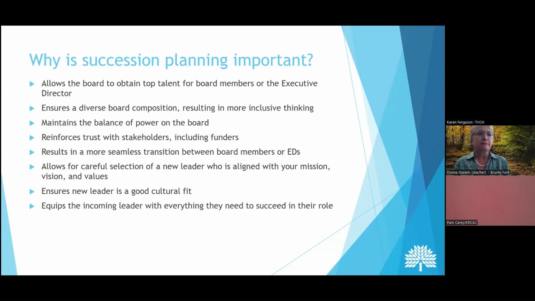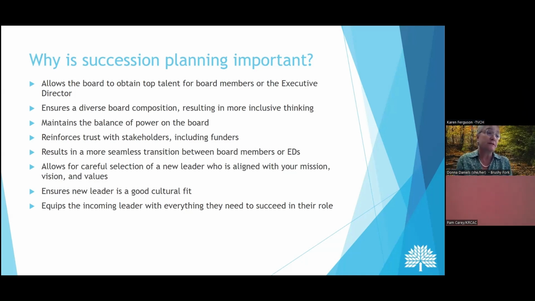It allows for the careful selection of a new leader so that the board is not feeling like it has to rush in rehiring, especially if we're thinking about the executive director or the CEO position. You have the time because you've got a plan in place for how we're going to manage the organization as we make this succession change. We can really find the right leader to fit this position, somebody who's aligned with your mission, your vision, and the values of your organization, as well as having the skill sets that you're looking for. Because sometimes that mission, values, and vision alignment can be almost more important than skills.